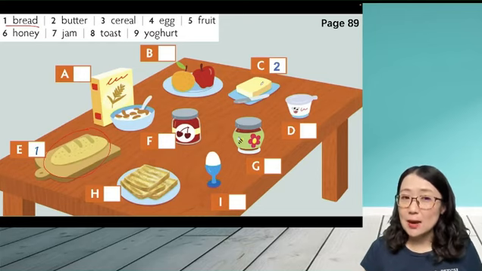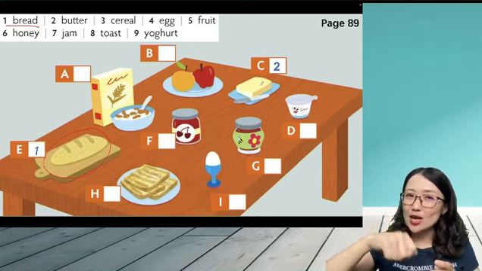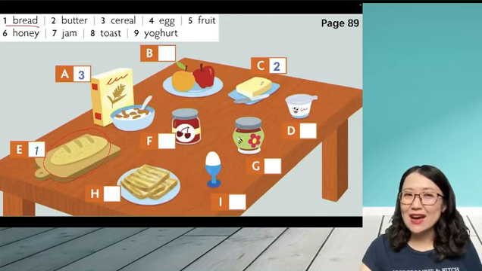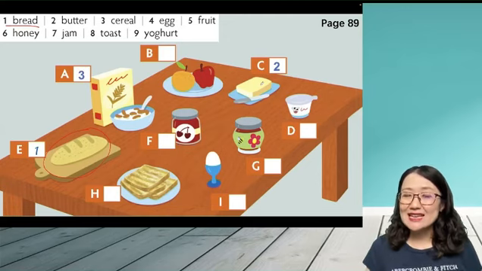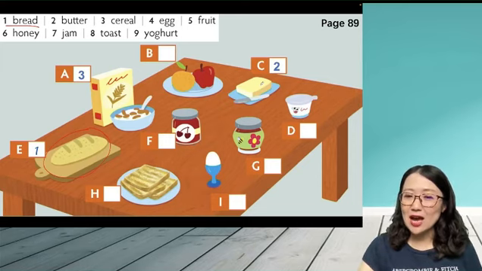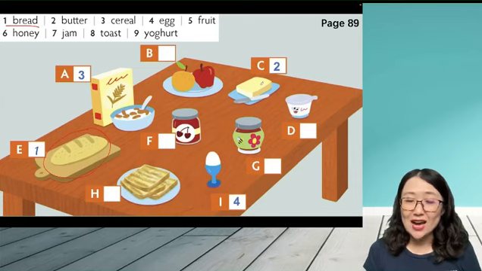Okay, and number 3, cereal. So what is cereal? Cereal means a kind of thing that we eat in the morning. 是什么呢？麦片。And which picture? That's right, it's picture A. So we can say cereal. All right? And number 4, egg. Let's see. So, which one is egg? Right, so it's picture I. Okay, egg.